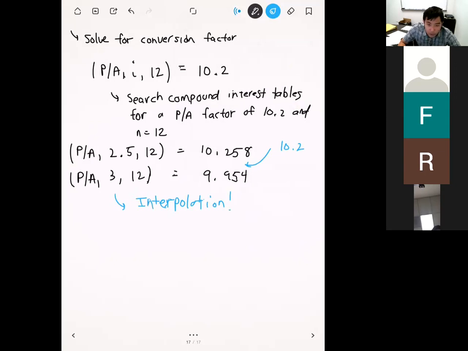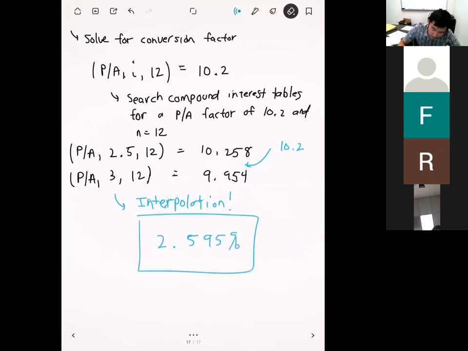If we perform that interpolation, what we get is 2.595%. So it's pretty close to 2.5, but a little bit higher than that. The way that we can interpret this is that by choosing to pay up front, what we're essentially doing is earning money on an investment, and that investment has a rate of return of about 2.6%.